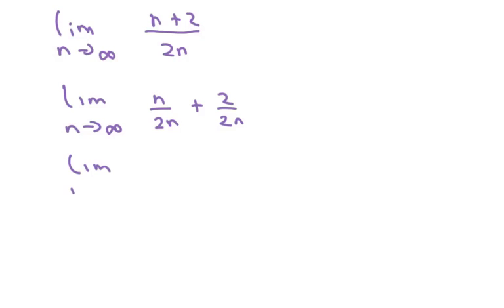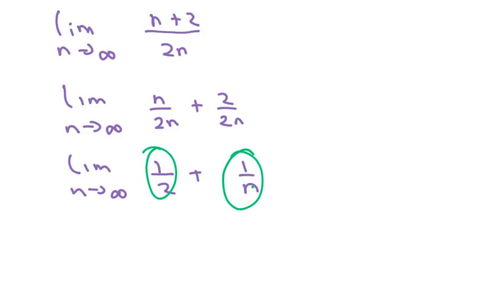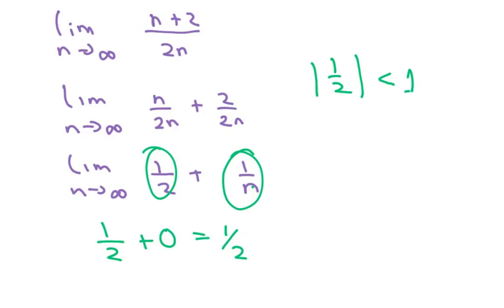which equals the limit as n approaches infinity of 1 over 2 plus 1 over n. We already know that when you take the limit of this, that's going to equal 0. This is a constant, so you're basically getting 1/2 plus 0 equals 1/2. Since the absolute value of 1/2 is less than 1, this is your r, then that means this is convergent.